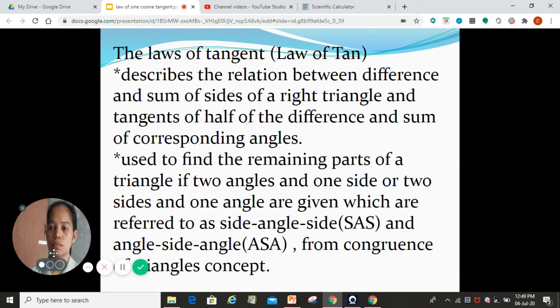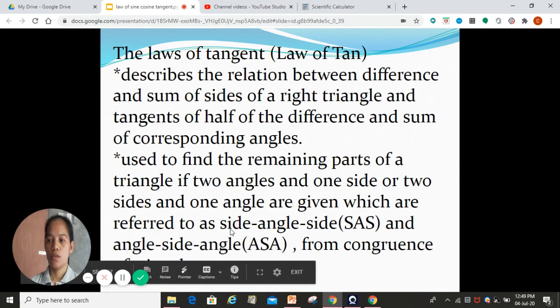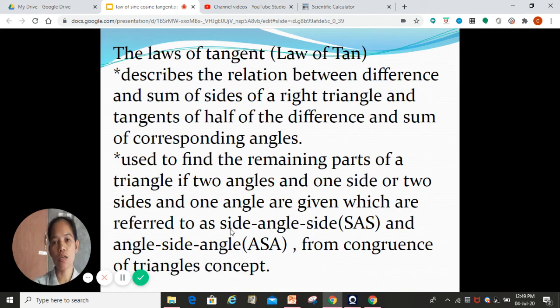So this is the law of tangents. It represents the relationship between the tangents of two angles of a triangle and the lengths of the opposite sides. It describes the relationship between the difference and the sum of sides.